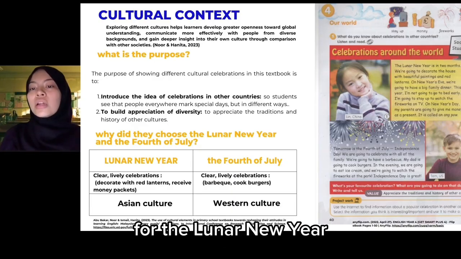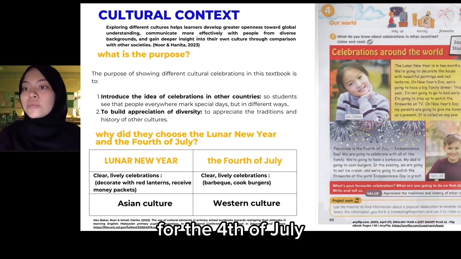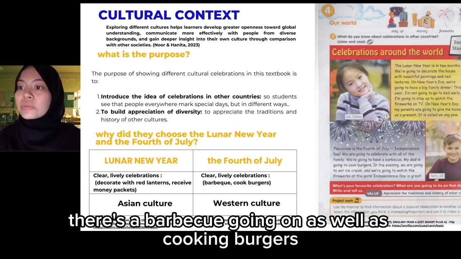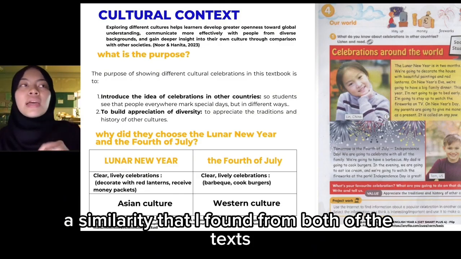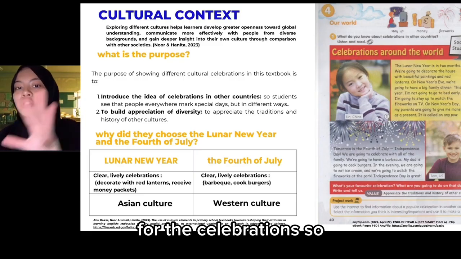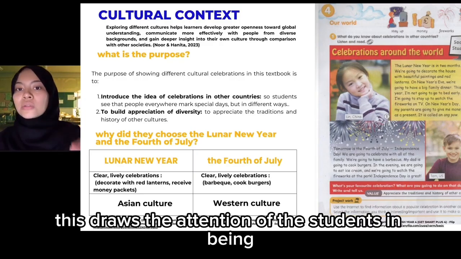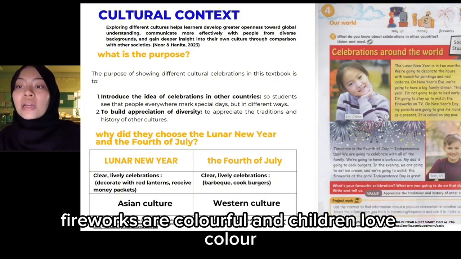For the Lunar New Year, they decorate with red lanterns and receive money packets. For the 4th of July, there's a barbecue going on as well as cooking burgers. A similarity that I found from both of the texts is that they both use fireworks for the celebrations. So this draws the attention of the students towards the celebration because, as we all know, fireworks are colorful and children love color.